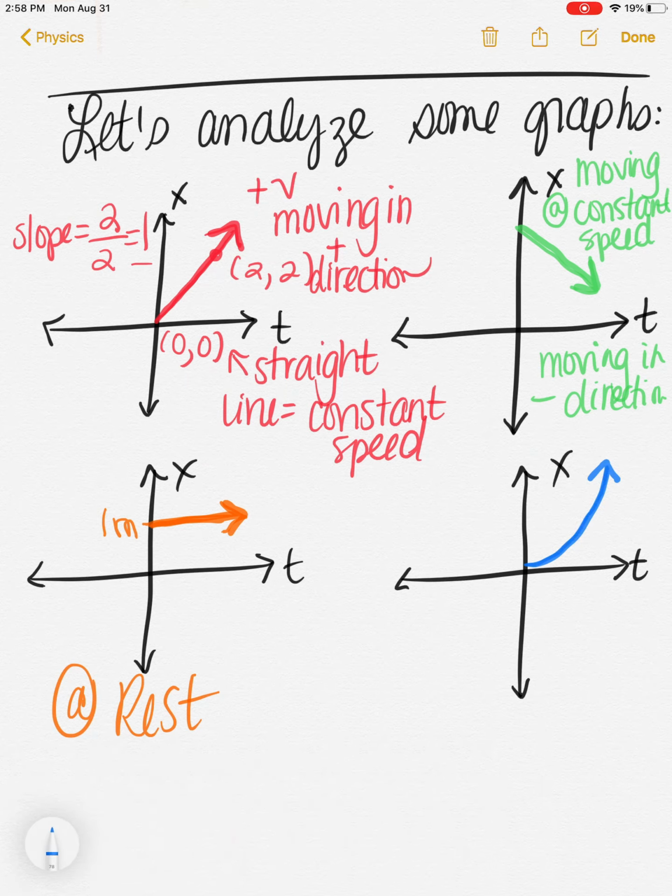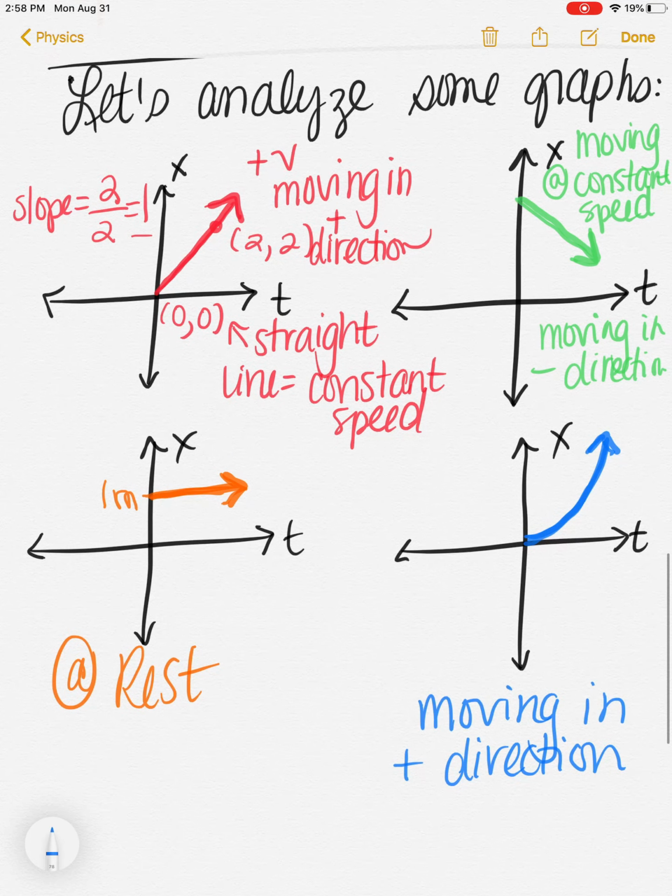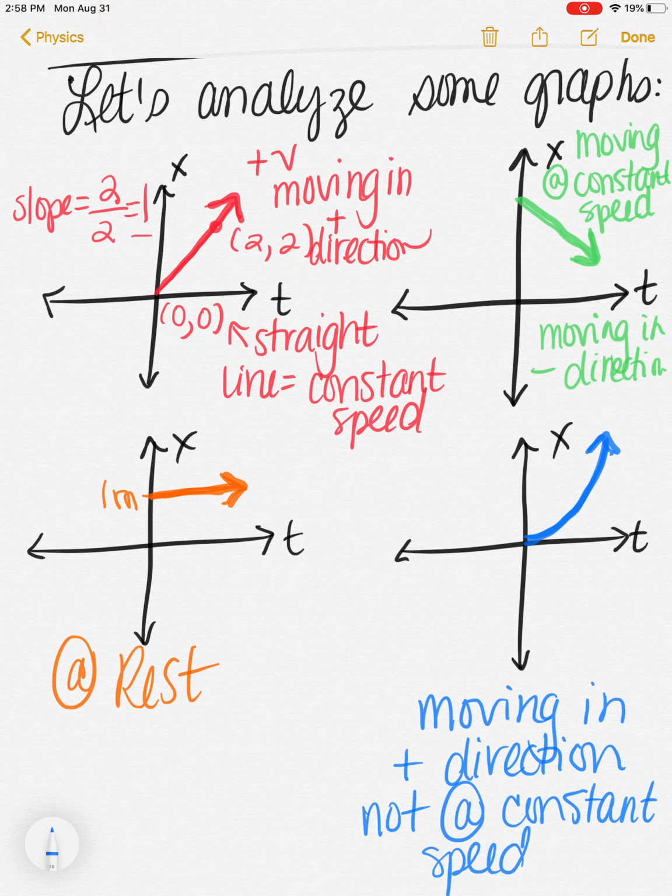All right, the last condition that I want you to consider is this blue line here. And on the blue line, we don't have a flat line, so we know that we're moving. And we can even say that you're moving in a positive direction because the curve of the line is upwards. However, we can no longer say that you're at constant speed because you have a curve. So not at constant speed.